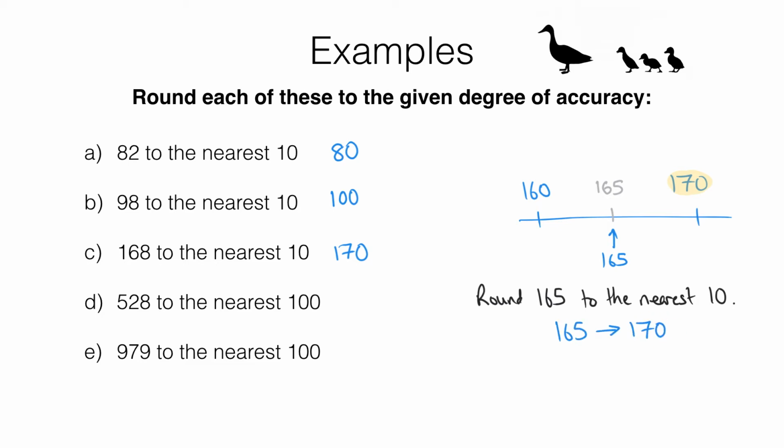Just to recap, if the number that you want to round is exactly halfway between, what you do is you round it up to the higher one. Okay, let's move on to question D.